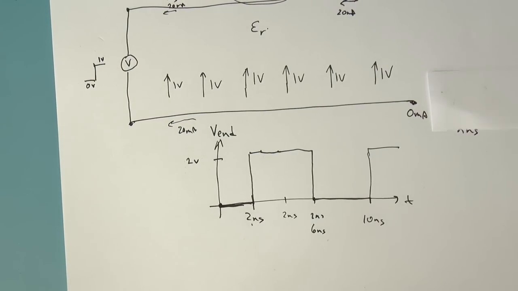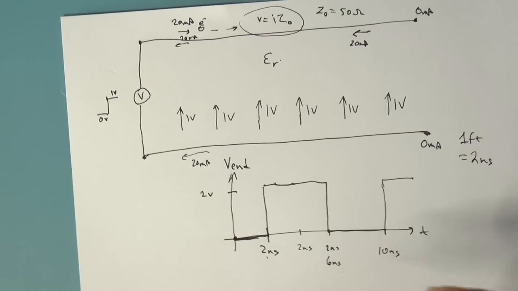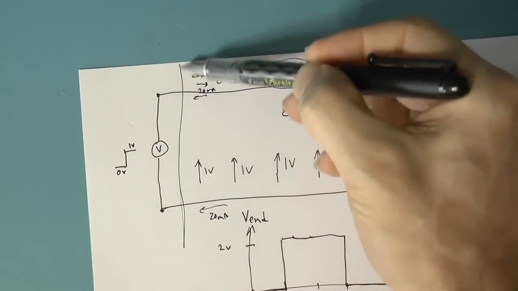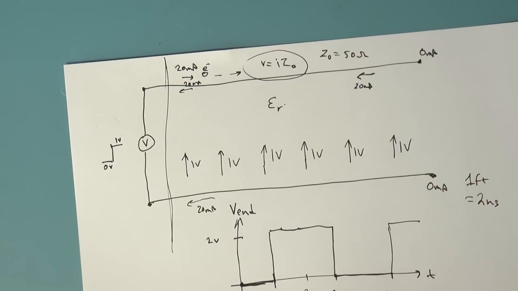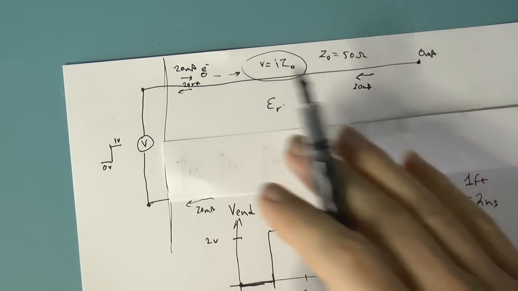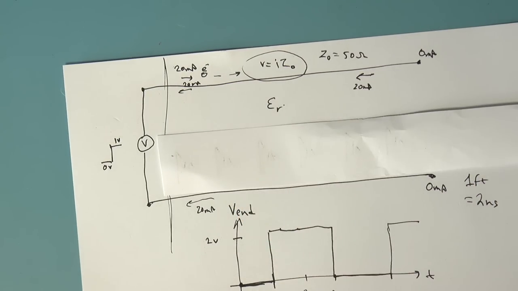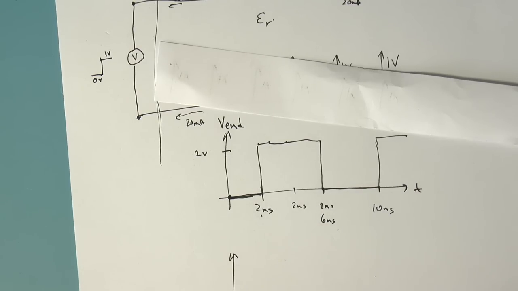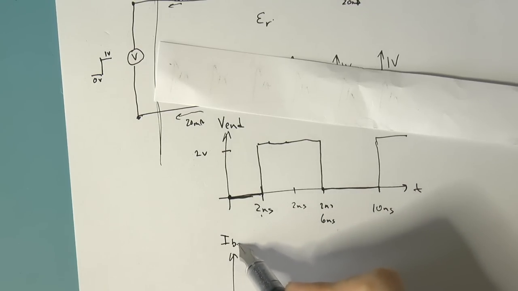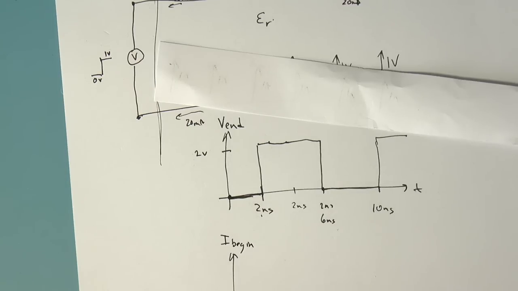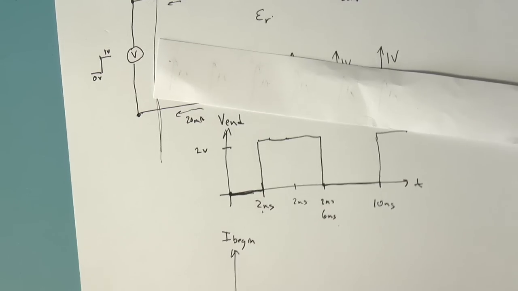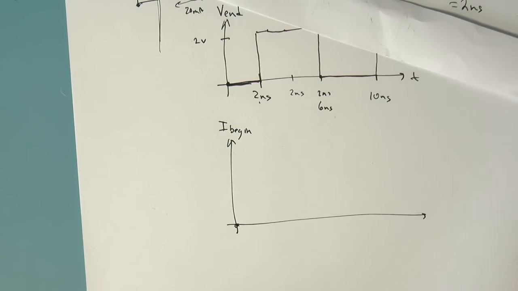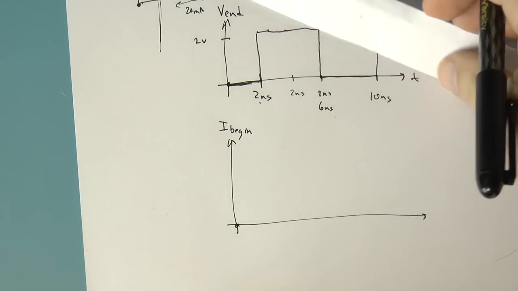Now let's also look at the current. We can look at the current, say, at the beginning of the transmission line. So in the beginning, there's no current anywhere on the transmission line. So let's draw that out. This is the beginning. And this is at 0 nanoseconds, so we have no current.